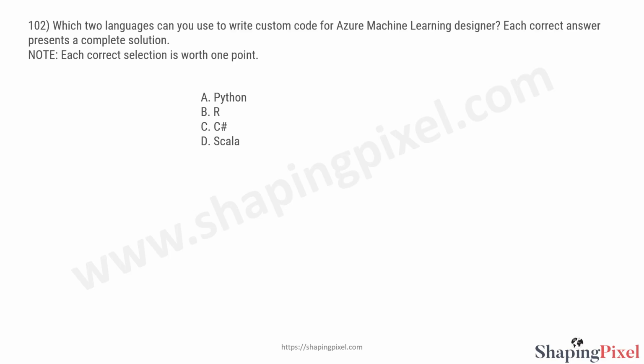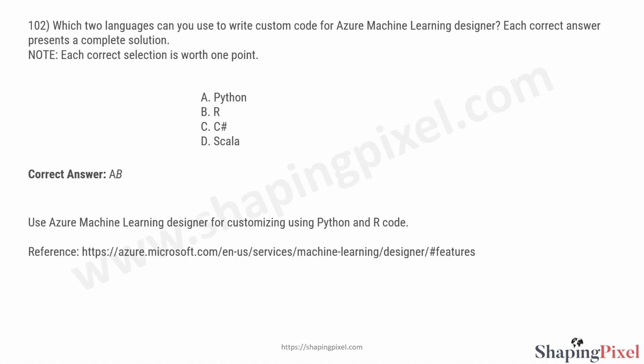Question number 102. Which two languages can you use to write custom code for Azure Machine Learning Designer? Each correct answer represents a complete solution. Each correct selection is worth 1 point. We have the following four options: Python, R, C, Scala. So the right answer here is option A and option B, Python and R language. Use Azure Machine Learning Designer for customizing using Python and R code.